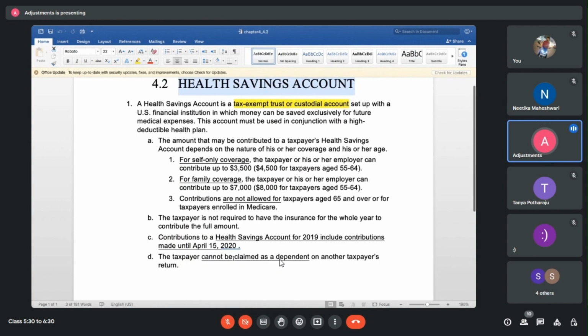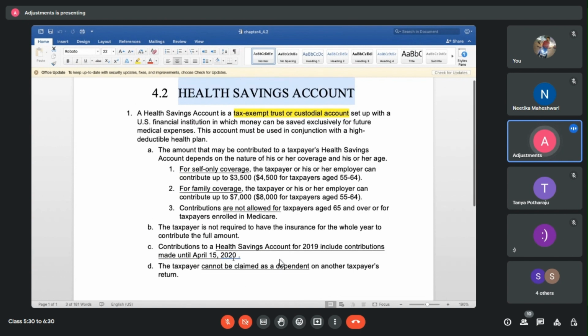So again, that's a common form. The moment we see a 1099-SA, we should know what question to ask the client. Now there are certain limits. It's not like people can go ahead and put in $15,000 or $20,000 in HSA, saying, I want to put $20,000 this year, or $50,000, or $10,000, whatever. There's a limit. The IRS will say, you can put as much as you want, fine, but we will give you a tax break only on so much amount.